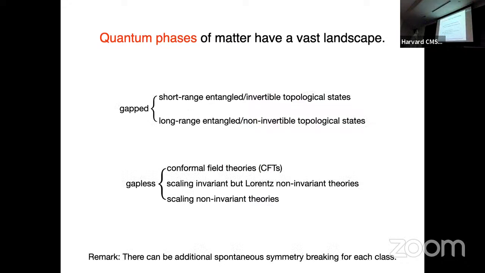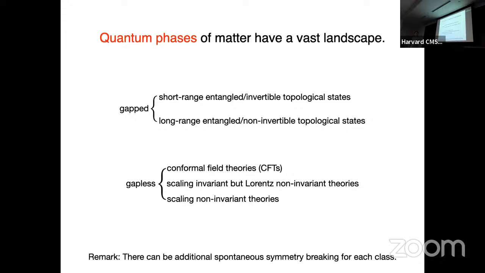The general structure of the quantum phases of matter that we more or less have understood so far can be roughly divided into gapped and gapless quantum phases. For the gapped phases, we have short-range entangled phases, which in the field theoretical language can be described by invertible topological field theories. And we also have long-range entangled phases, which are non-invertible. I will not explain many of those; they're not too important here. We may also have gapless quantum phases of matter. Some of them may be described by conformal field theories. Some may be described by scale invariant, but not conformally invariant theories. And there can possibly also be gapless theories that are not even scale invariant. On top of each of these categories, there can be additional spontaneous symmetry breaking. So this is what we have understood of the landscape of quantum phases of matter so far.